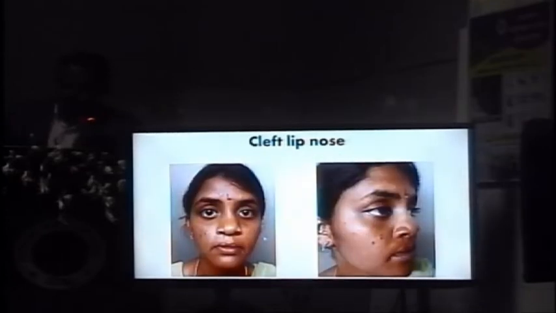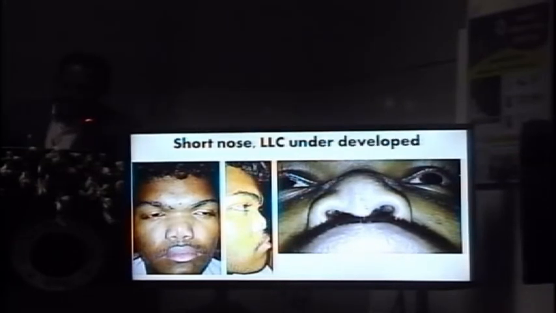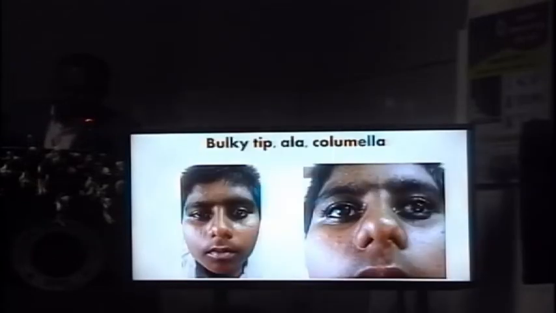Okay, one more cleft nose. And in some cases you get a patient who is not having lower lateral cartilage. There is no lower lateral cartilage in this case. These cases require costal cartilage for reconstruction. One more case with underdeveloped lower lateral cartilage and very thick ala and columella. One more case with thick columella and ala.